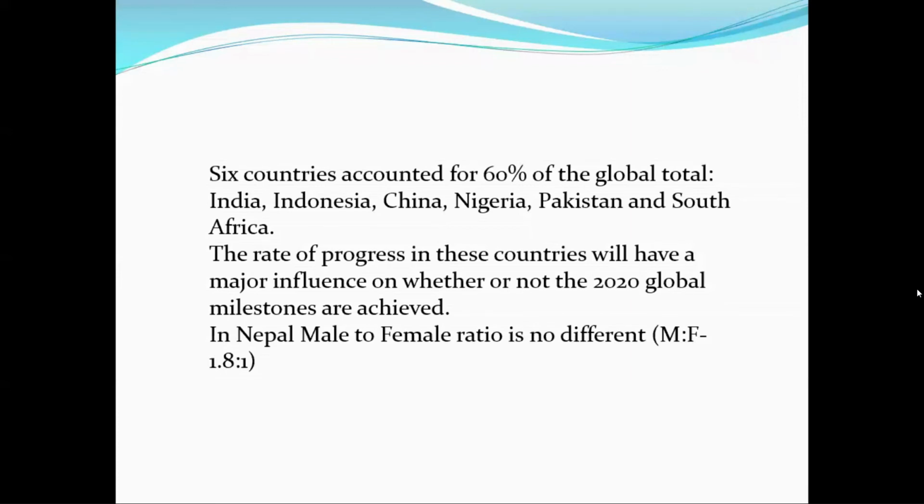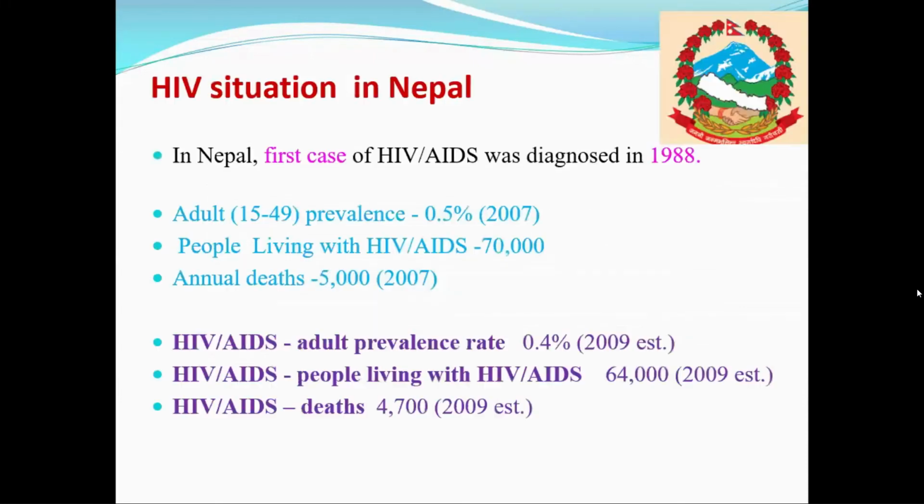But this ratio has decreased a little bit. Now it is around 1.5 to 1. This is the scenario of Nepal. The first case was identified in 1988. In 2007, the prevalence of HIV was 0.5%, people living with HIV/AIDS numbered 70,000, and the annual death toll was 5,000, similar to tuberculosis.